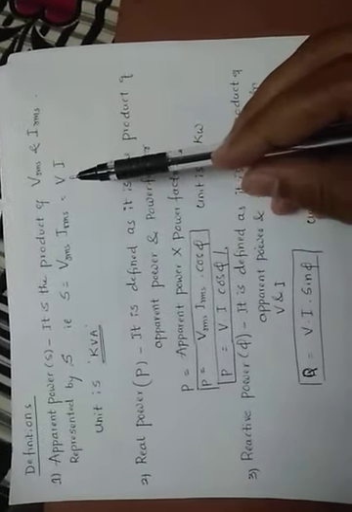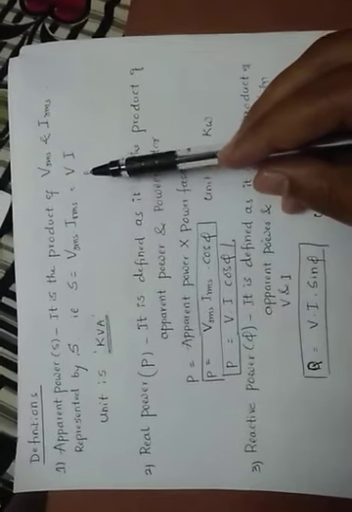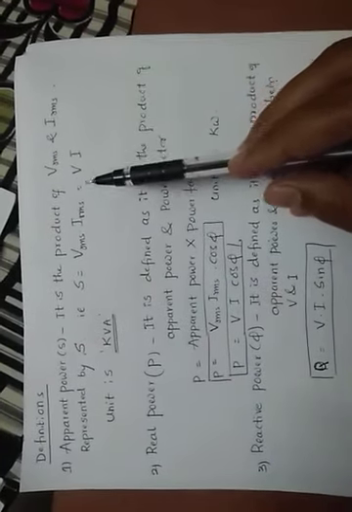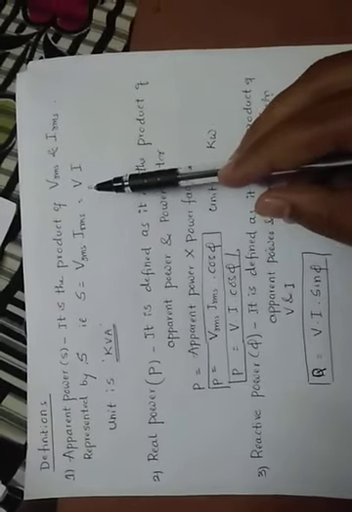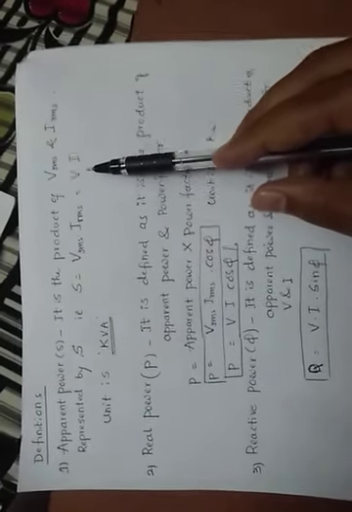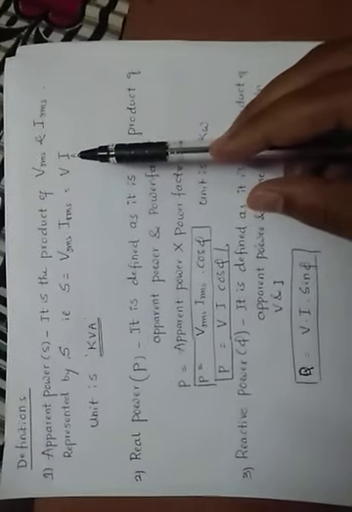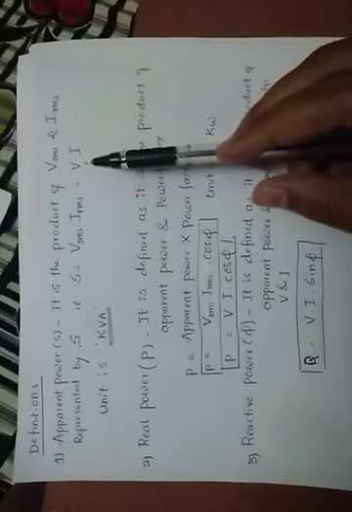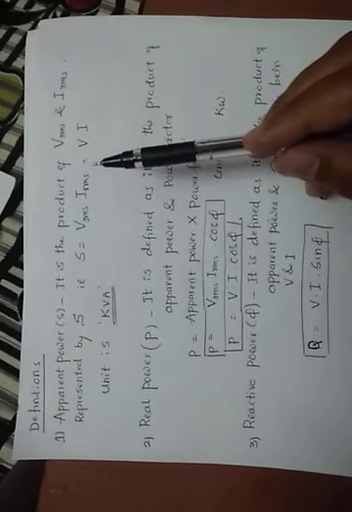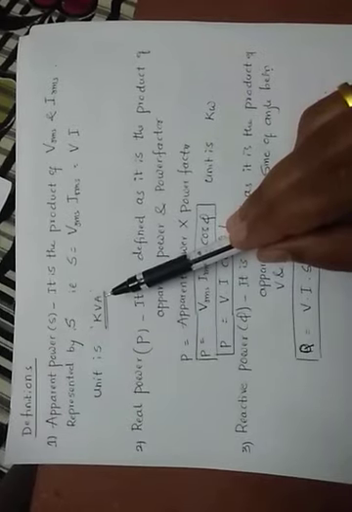Generally speaking, whenever we write V and I here, those are nothing but RMS values. That's why we commonly write it as V into I. V into I is nothing but Vrms into Irms. Like this we have to understand here. So the unit of this apparent power is kVA.